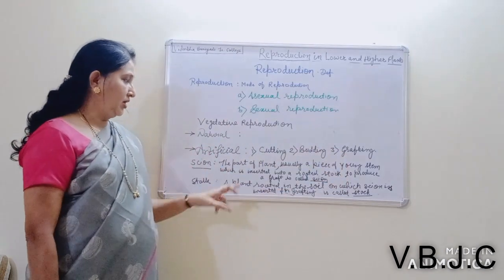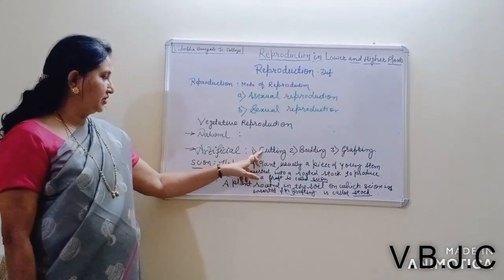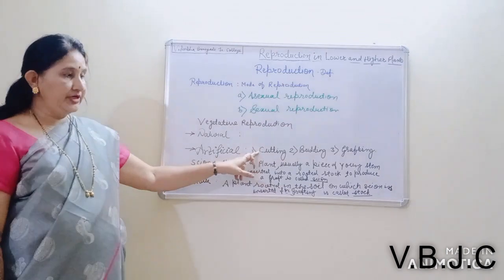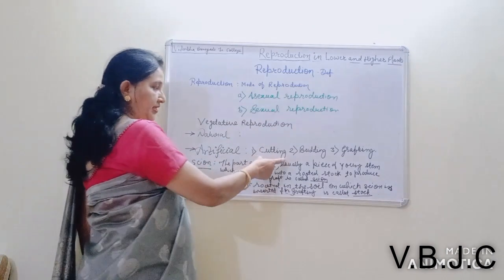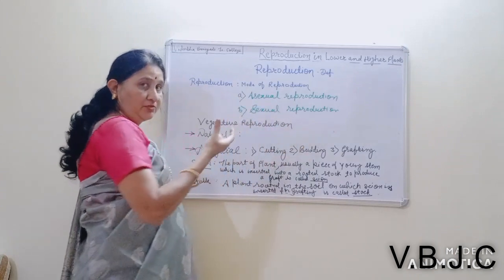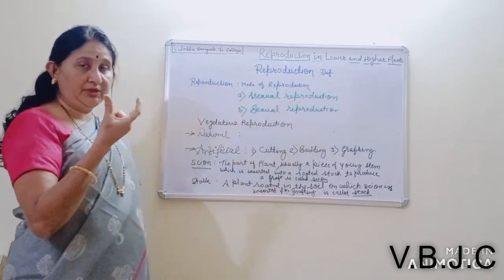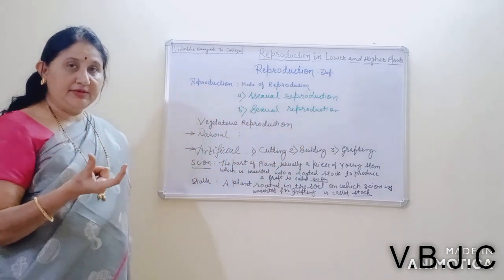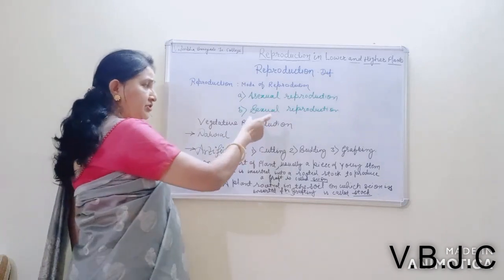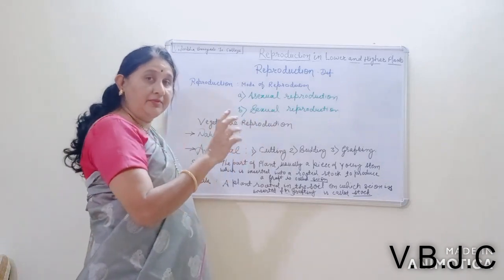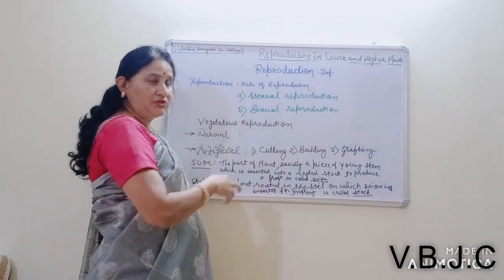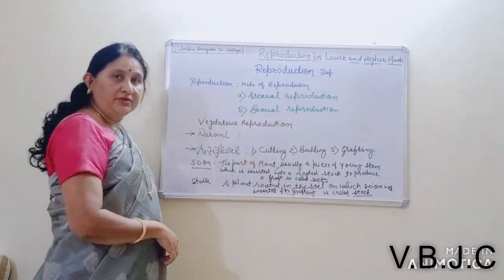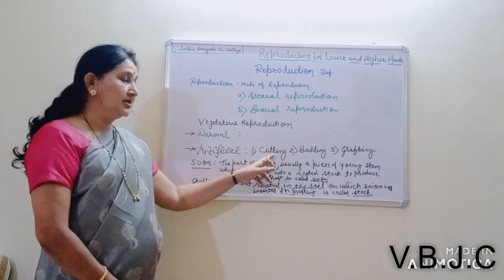First of all, the first type of artificial reproduction is known as cutting. What happens in cutting? You take a piece of the plant, it may be the root, the stem or the leaf, which must have two or three buds, and it is placed in the soil, where it grows as a new plant. That is known as cutting.